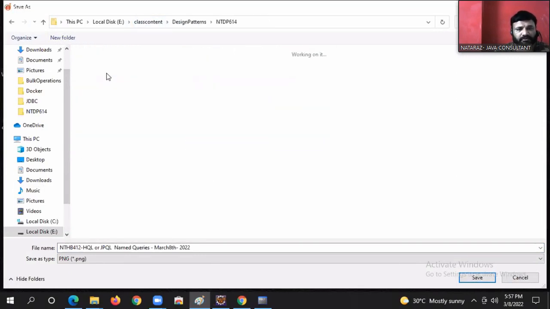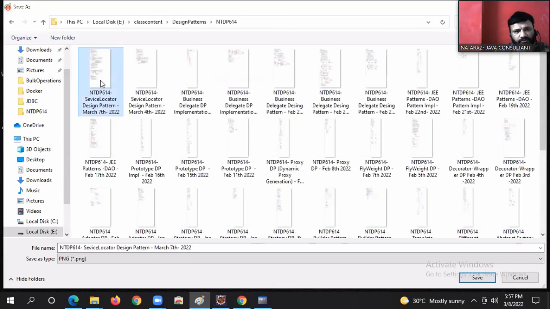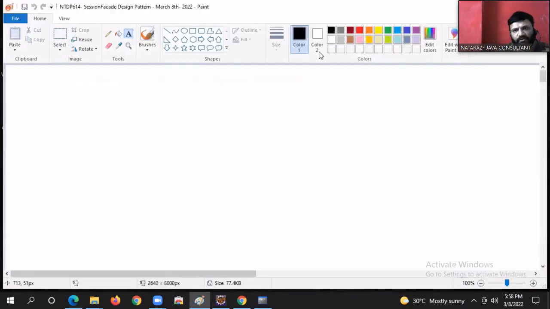Design pattern DP614. Yes, here we are discussing the SessionFacade design pattern. What facade, guys? SessionFacade design pattern. This is going to be March 8th, 2022.